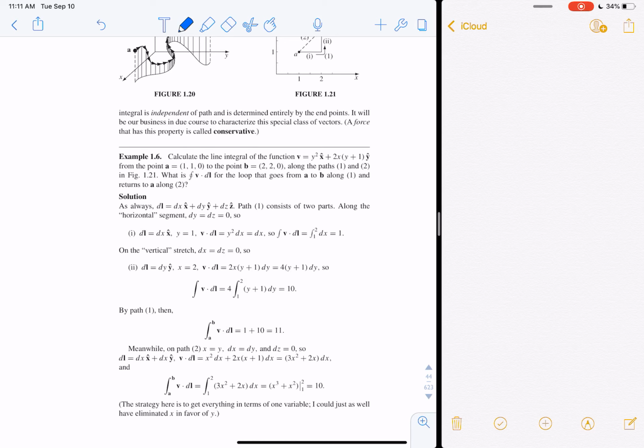Okay, so if we want to do the horizontal segment, we're going to move in the x direction. y is going to be 1 because it doesn't change. It stays at 1 that whole time. So v dot dl is just y squared dx, and then y is 1, so that just gives you dx. If we integrate over that line, we integrate from 1 to 2, dx equals 1. So it's just 1.